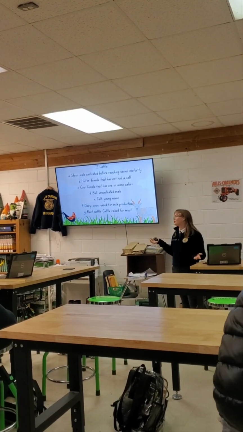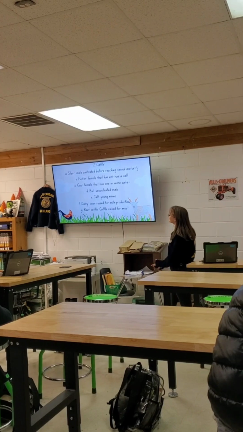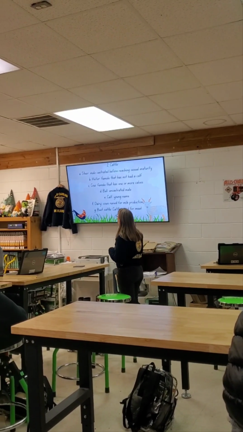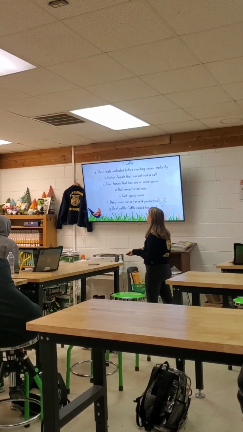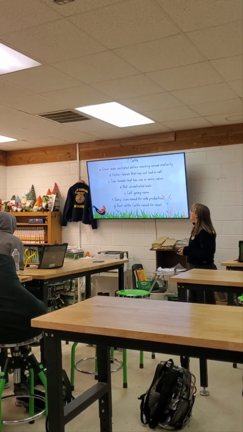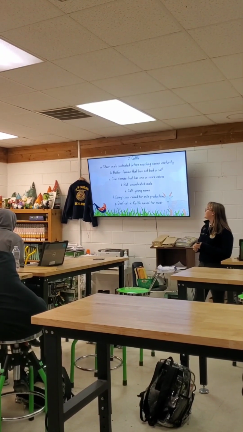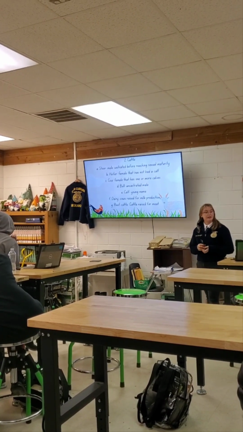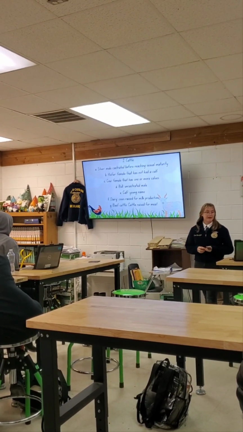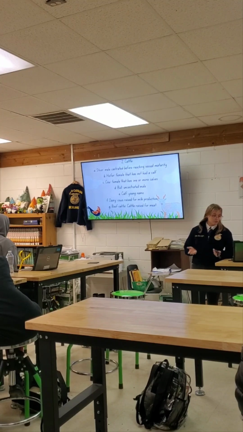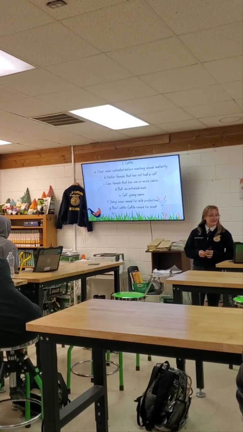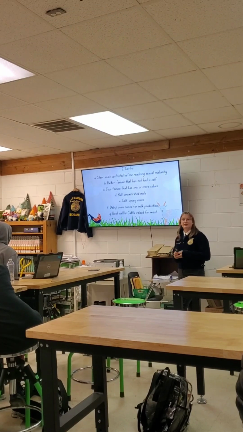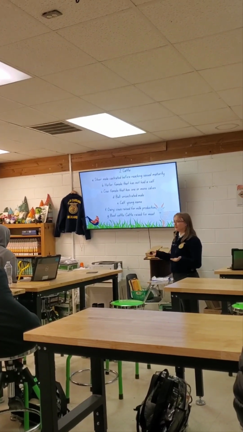And cattle. What's cattle? Cows. Cows. Yes. A steer is a male castrated before reaching sexual maturity. A heifer is a female that has not had a calf yet. A cow is a female that has one or more calves. A bull is an uncastrated male. And a calf is a young cow. Dairy cows are raised for milk production, and beef cattle are raised for meat.